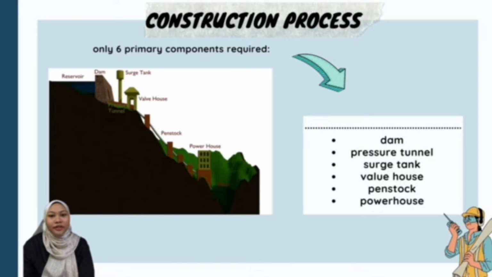I'm going to present to you the construction process for a hydropower plant. There are only 6 primary components required to construct a hydropower plant, which are dam, pressure tunnel, surge tank, valve house, penstock and powerhouse.